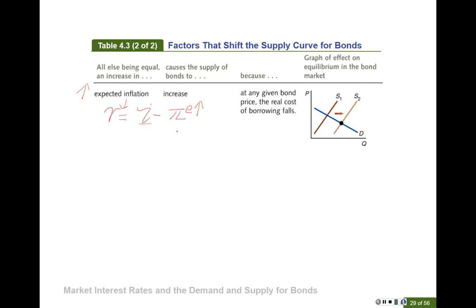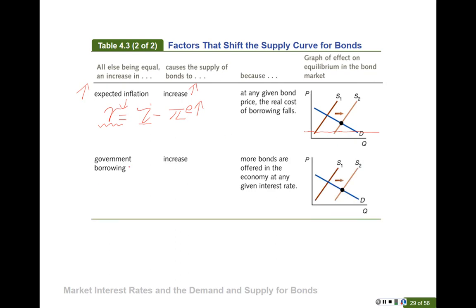Remember here, you are the company. You are the one who wants to borrow money. If you see the real interest rate goes down, what happens to the cost of borrowing money? The cost of borrowing money will decrease, which means it's cheaper to borrow money. Are you going to borrow more money if it's cheaper? Yes. So that's the reason you are going to issue more bonds to borrow money. So bond supply will increase. That's the reason the bond supply curve shifts to the right.